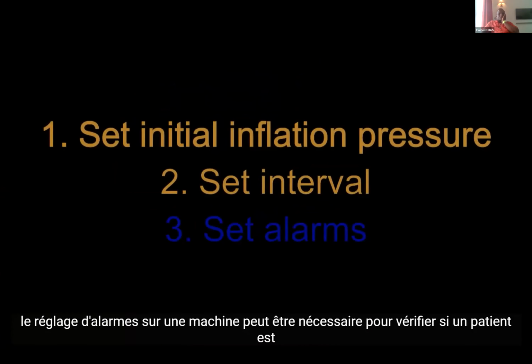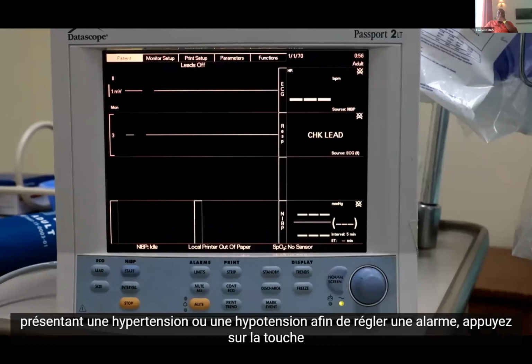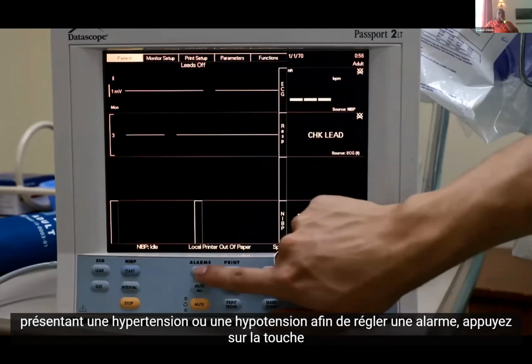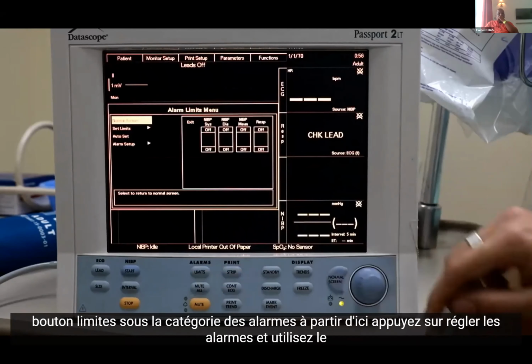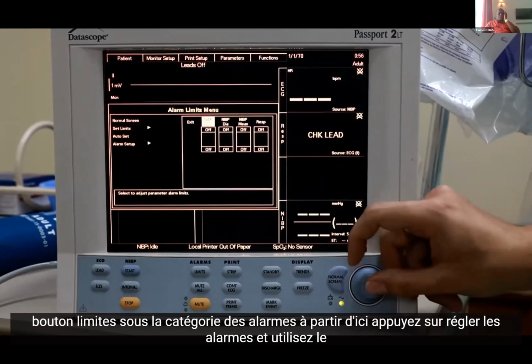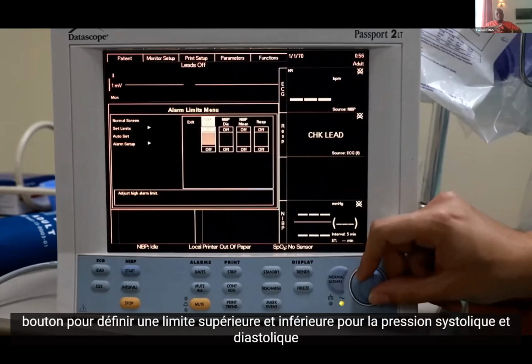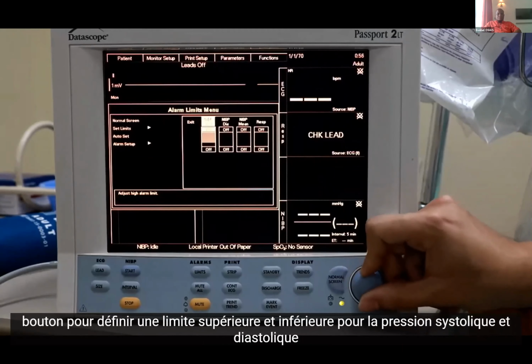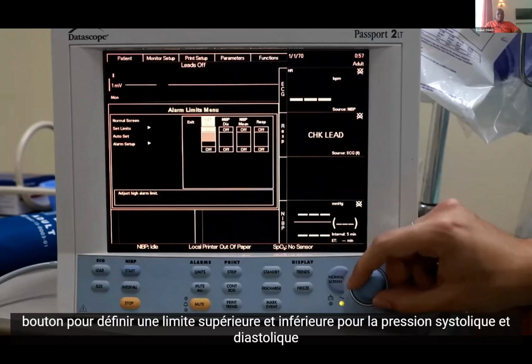Setting alarms on a machine may be necessary to check if a patient is exhibiting hypertension or hypotension. In order to set an alarm, press the Limits button under the Alarms category. From here, press Set Alarms and use the knob to set an upper and lower limit for both the systolic and diastolic pressure.